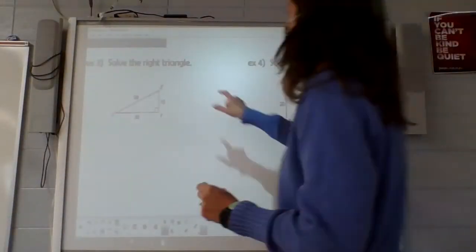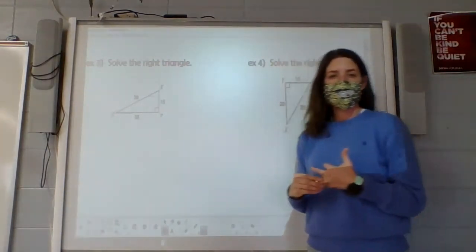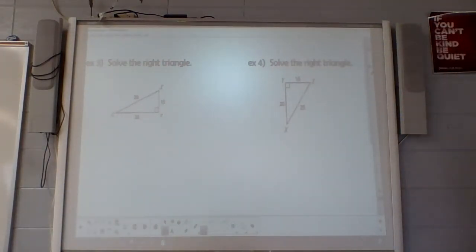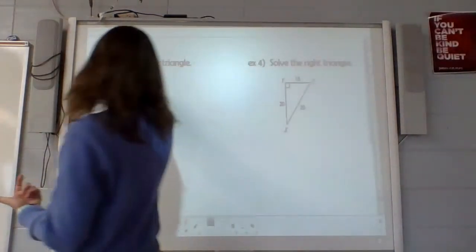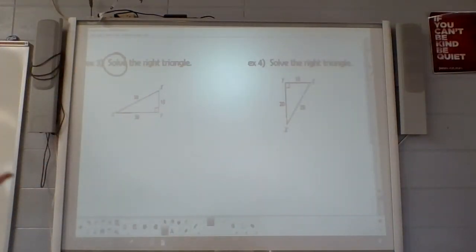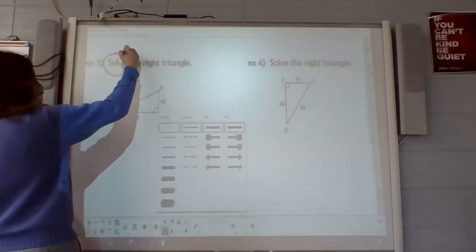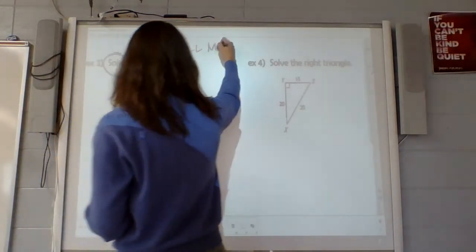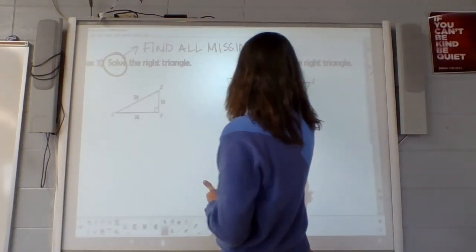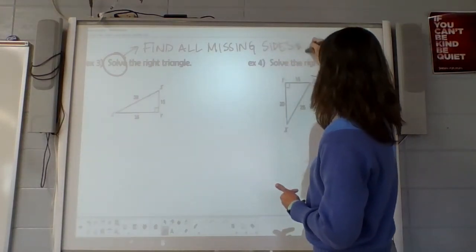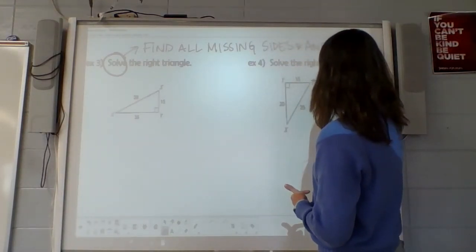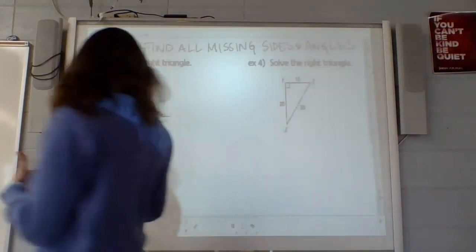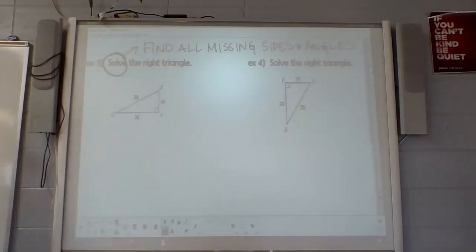Okay, so guys, these next two problems don't specify what you need to do specifically. It just says solve the right triangle. So when you see the words solve the right triangle, all that means is basically find everything that's missing. So it means find all the missing sides and angles. These two happen to only have missing angles. We know all three sides. So basically it just means find all the angles.